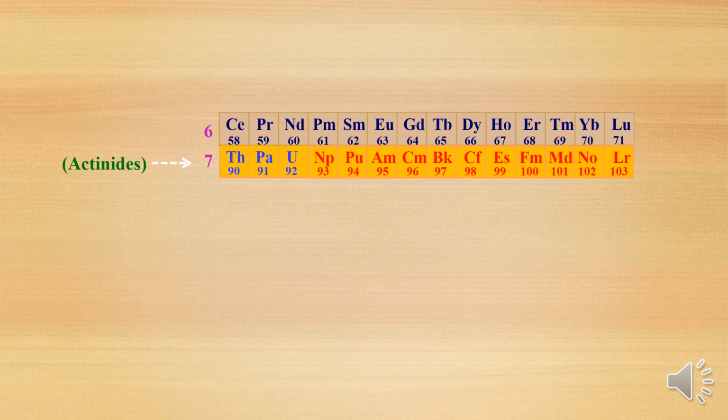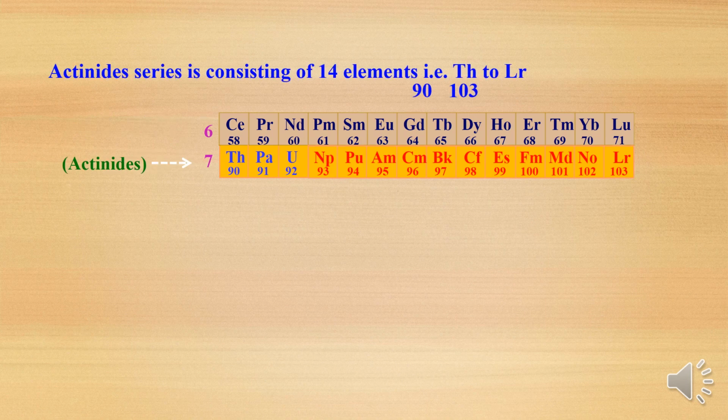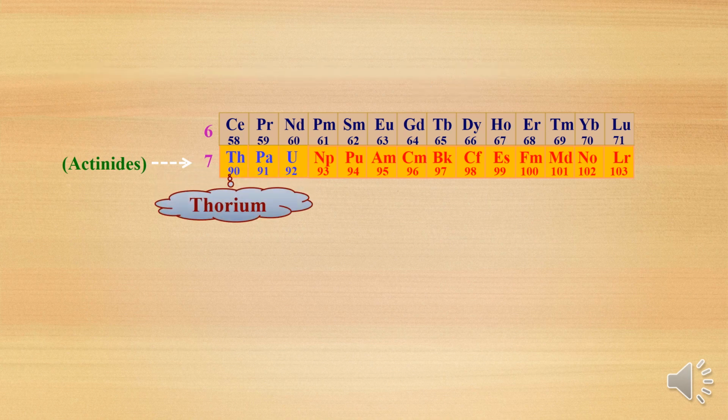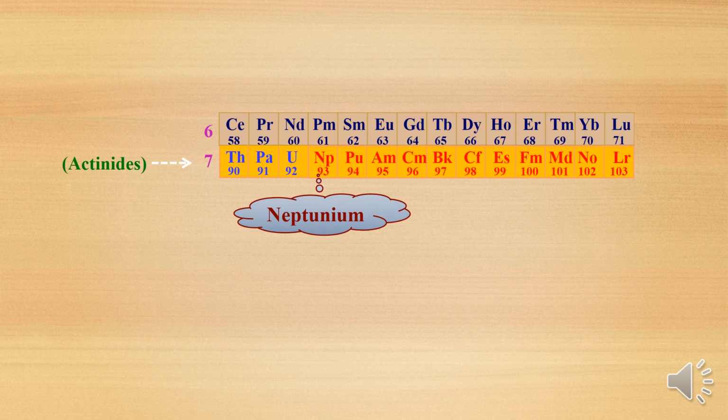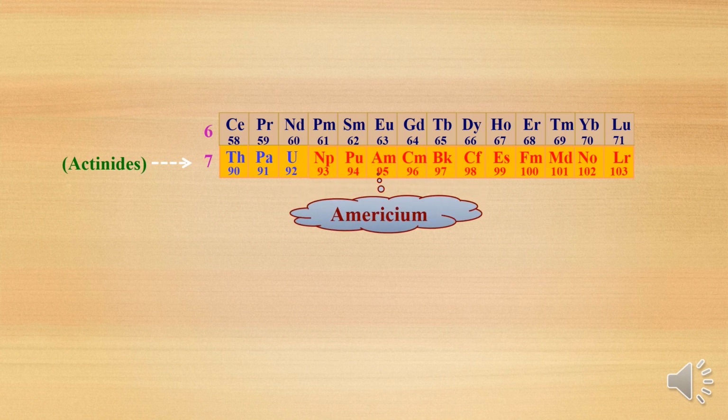Now see the actinides. Here also there are 14 elements, atomic number 90 to 103. Atomic number 90 is thorium. 91 is protactinium. 92 is uranium. 93 is neptunium. 94 is plutonium. 95 is americium.